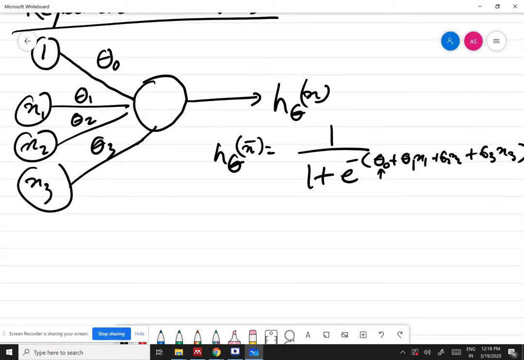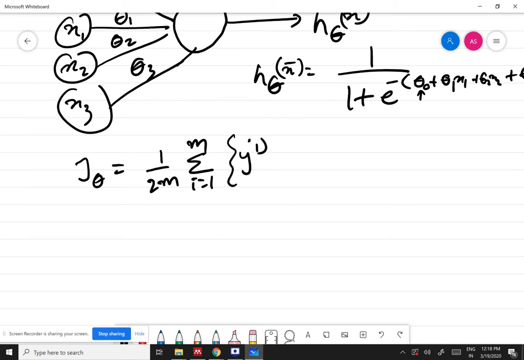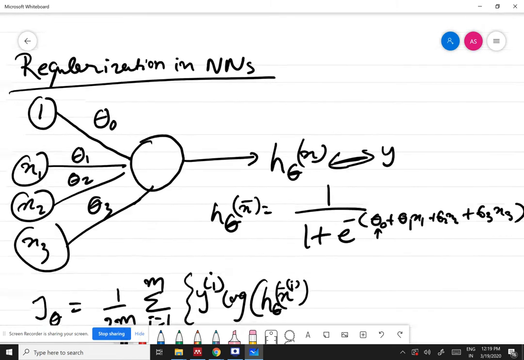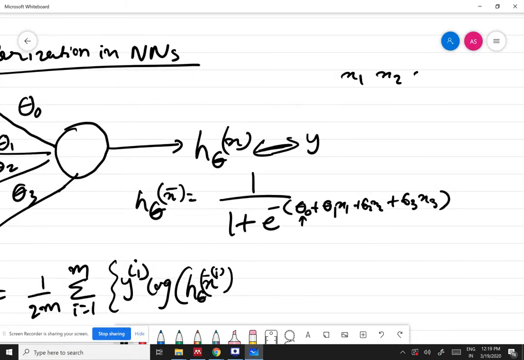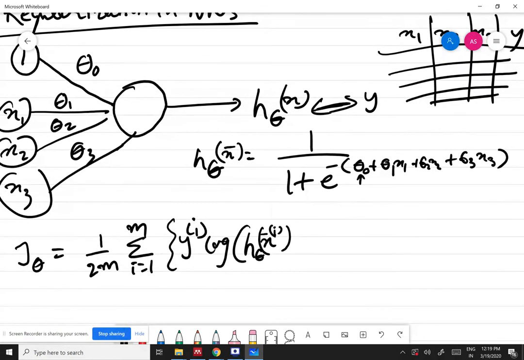Now the loss function, or the error function, for a logistic regression unit was given by J of theta is equal to 1 by 2m summation i is equal to 1 to m of y i log of h of theta x vector i. Here y is the given value, and h of theta x is the predicted value, and you are comparing these two. You can have multiple inputs x1, x2, x3, and y, and you can have multiple rows. The number of rows is m, so that's what goes here, 1 by 2m, and i is the ith row.